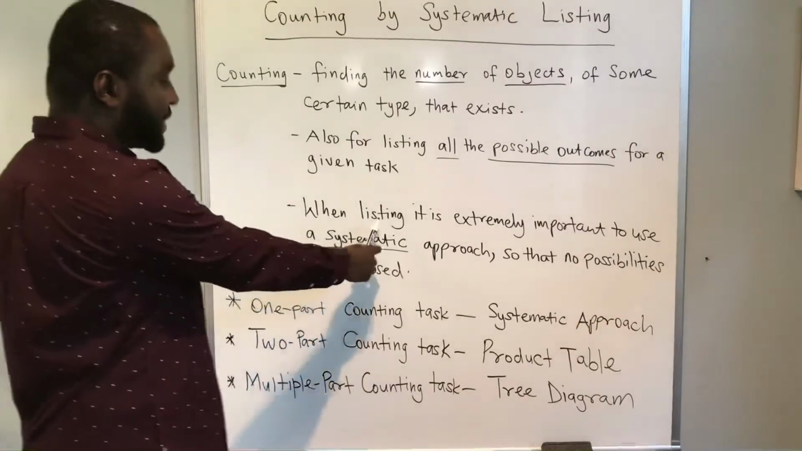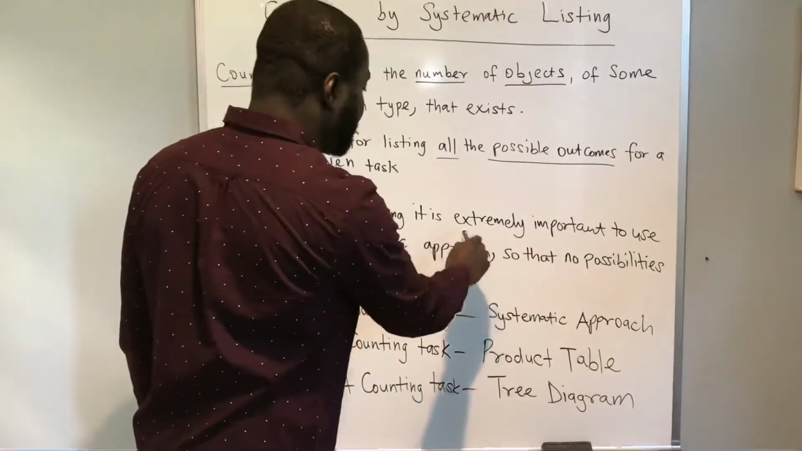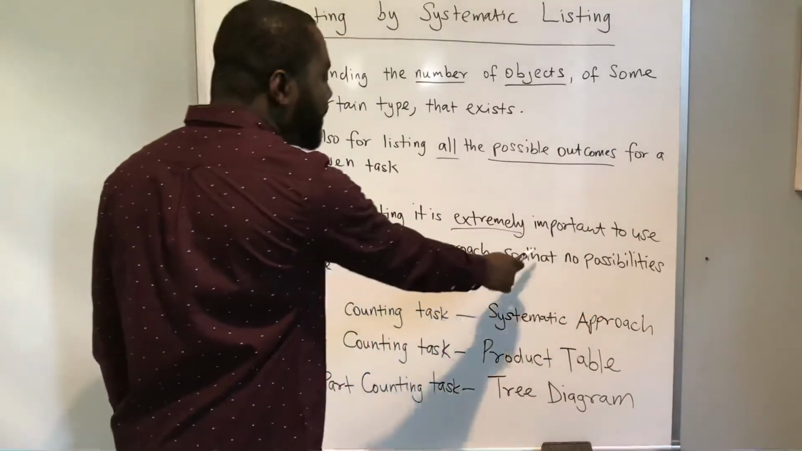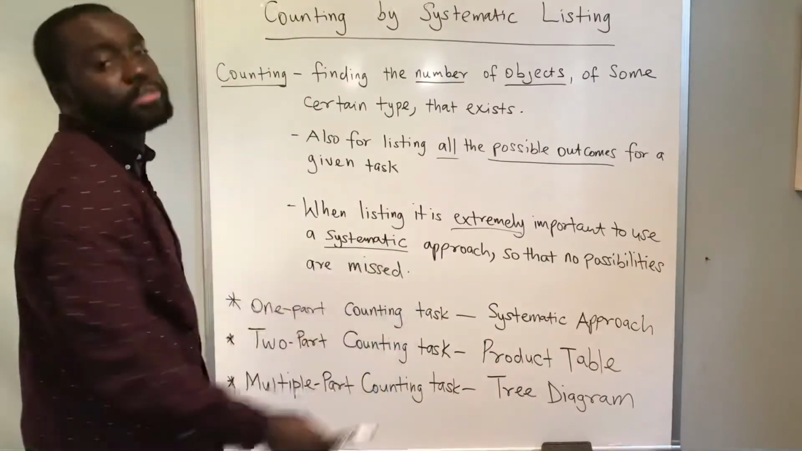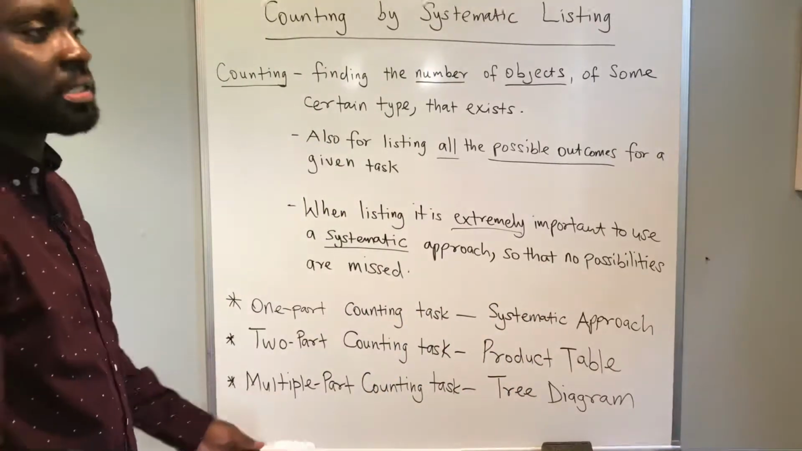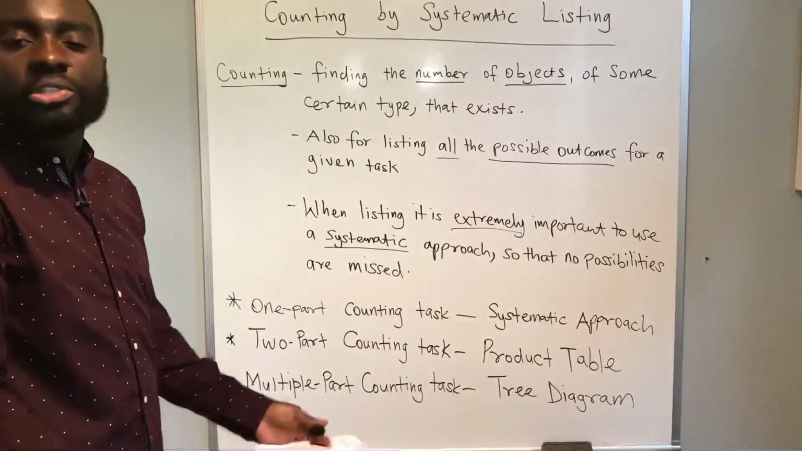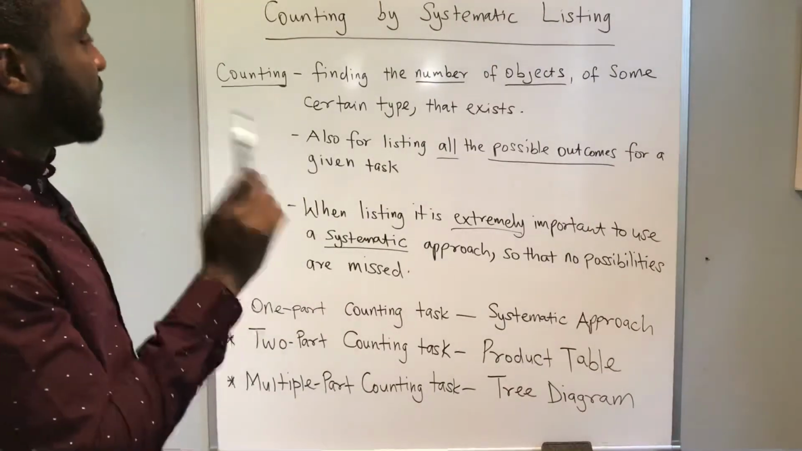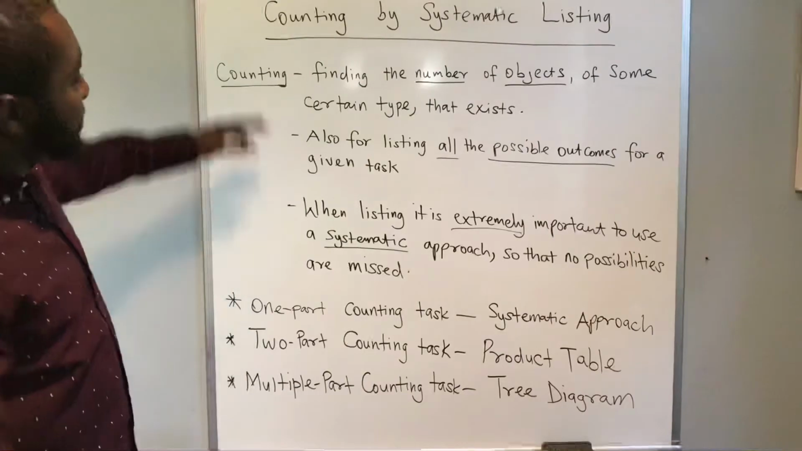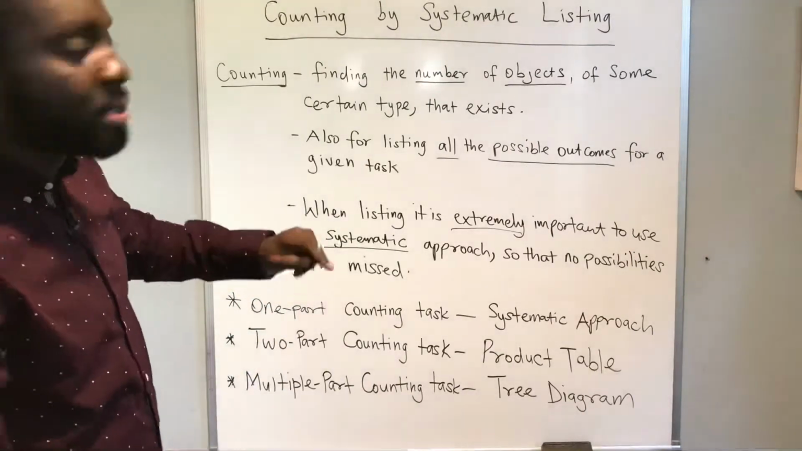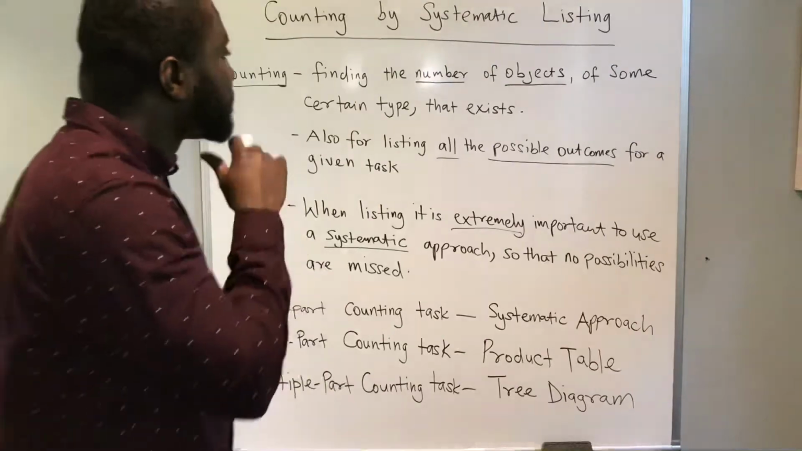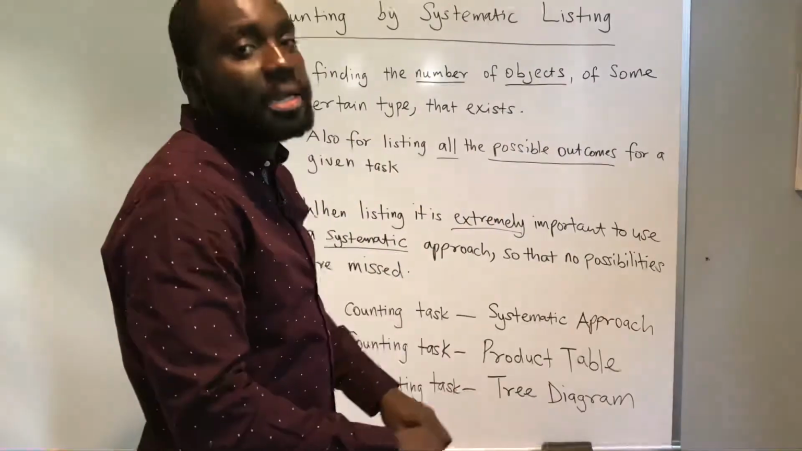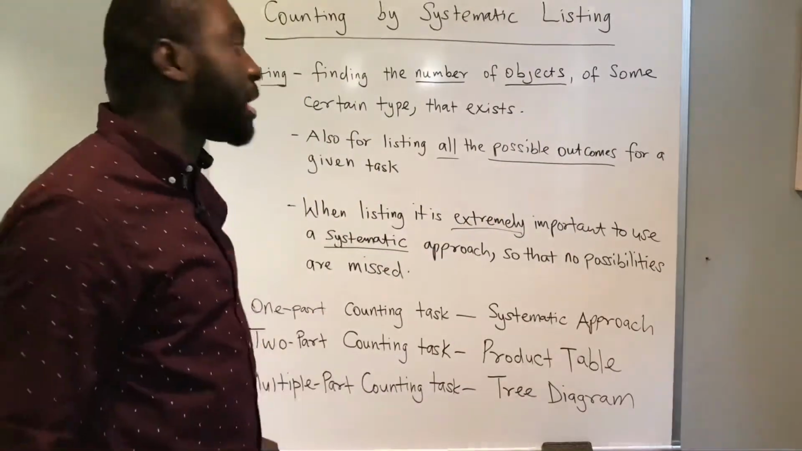And then it says, when listing, it is extremely important to use a systematic approach so that no possibilities are missed. Okay, so when you're listing, you don't just randomly list. You want to use a systematic approach of doing things, okay? So one thing that I want you to get out of the definitions here is three things, okay? First thing is objects. Keep that in mind, objects. I'm going to come to that later when we start solving problems, okay?